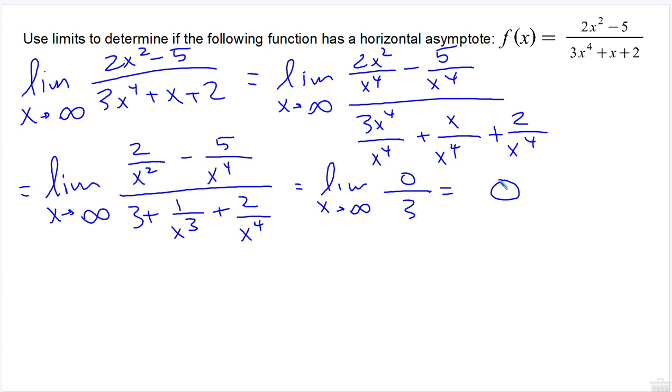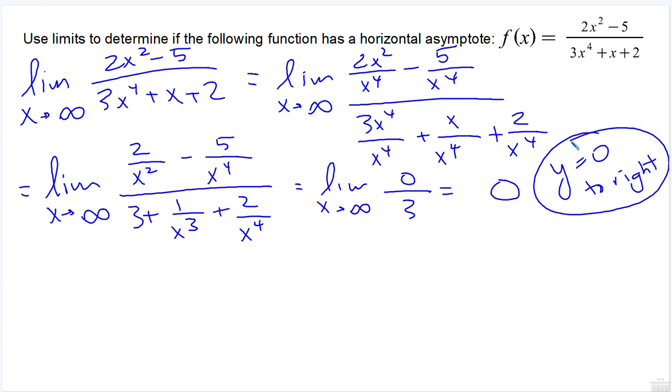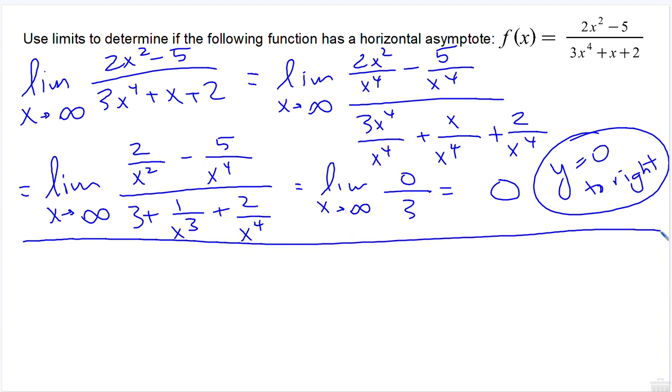So this one has a horizontal asymptote of y equals 0 to the right. So I'm going to write that here. We're going to say y equals 0 to the right. Now, this is a rational function, and so I've already said it's going to be the same as we go towards negative infinity, but it'd probably be good if we showed that. If you want all the points on your test, when you're asked to justify horizontal asymptotes, you better show it in both directions.